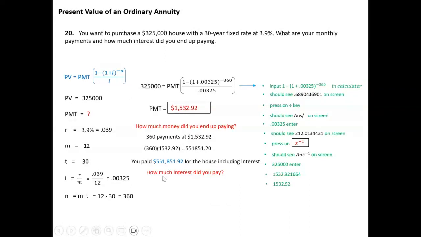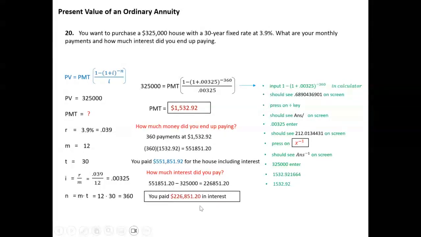So then, how much extra did you pay? We subtract the 325,000 from the 551,851.20. It's going to give us $226,851.20. That's how much you end up paying extra. But you can eliminate all this extra interest by giving more money to the principal every month whenever you can.